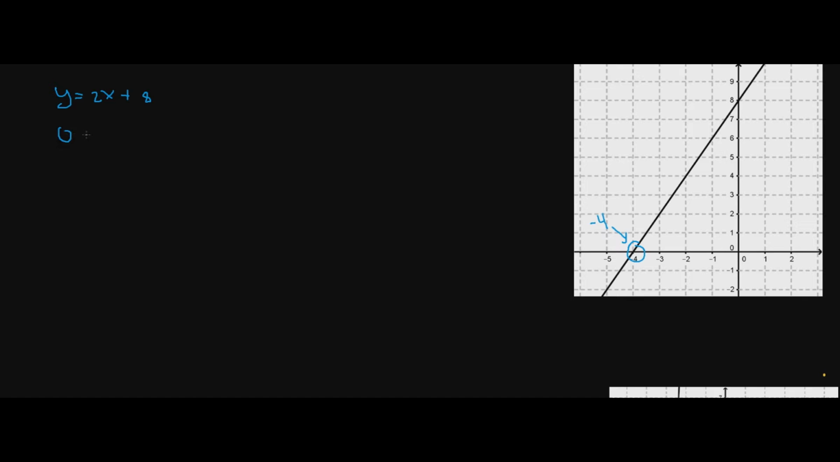So if we set our y value equal to 0, we get 0 equals 2x plus 8. We subtract 8 from both sides, and we get -8 is equal to 2x. Then we just divide by 2, and you see that we get our x-intercept to be -4, exactly what we had previously in the video.